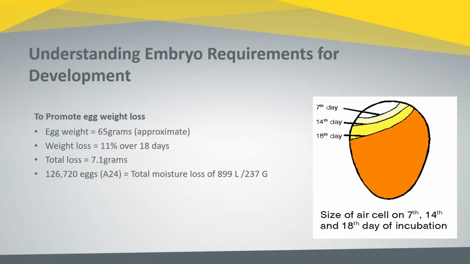When you look at this on a large scale, take the example of a large Avida single-stage incubator that holds 126,720 eggs. If the average egg weight is 65 grams, and we have a target weight loss of 11% over the 18 days, the loss is 7.1 grams per egg, or total moisture loss equals 899 liters, or 237 gallons, of moisture. It kind of puts into perspective how much moisture is actually lost during the incubation process.